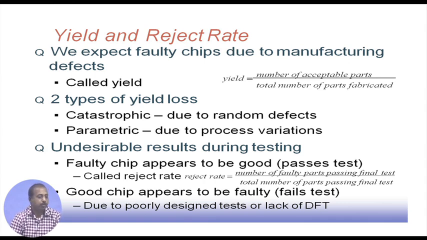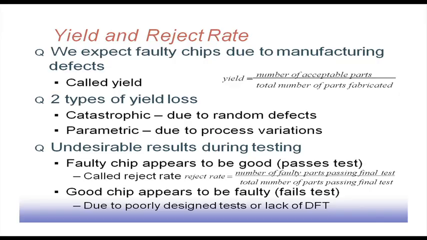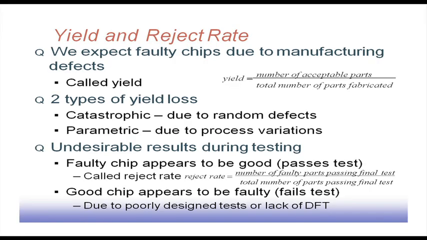Now, there are two types of yield loss that can happen: catastrophic and parametric. Catastrophic yield loss is due to some random defect. It may be some defect in the wafer at some point, so that cannot be avoided. That is one type of problem. The other is the parametric problem, because some parts may not be fabricated properly. As a result, the gate of a transistor might not be of the exact length that we were looking for, and that leads to some problem. These are known as parametric variations. They are the process variations, and they come under parametric yield loss.